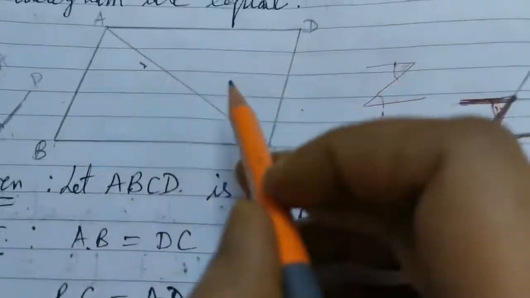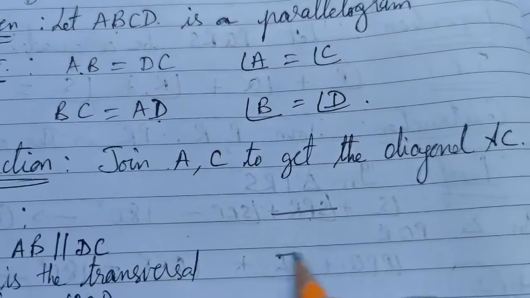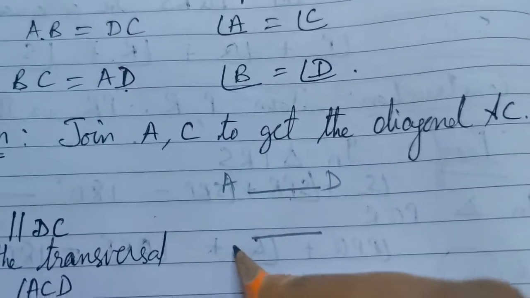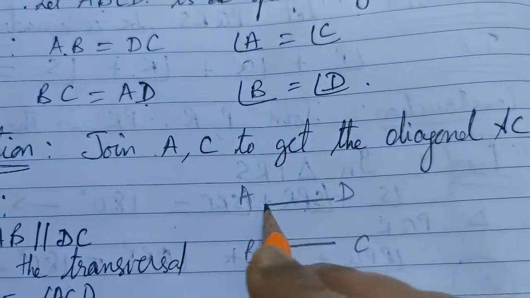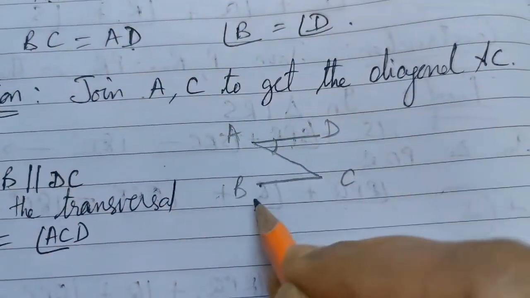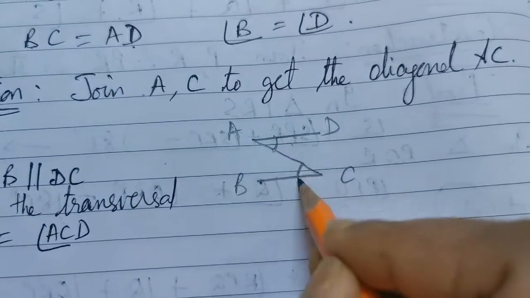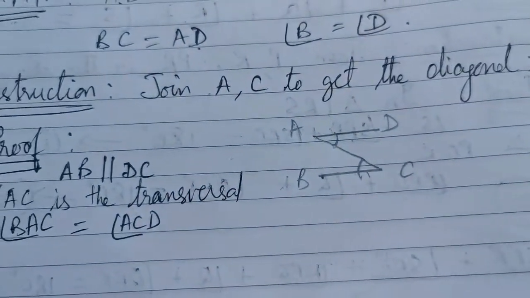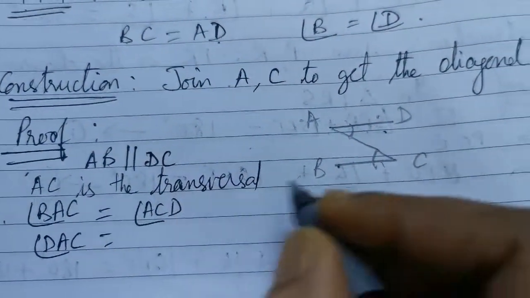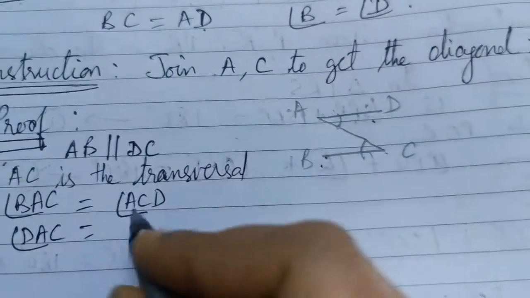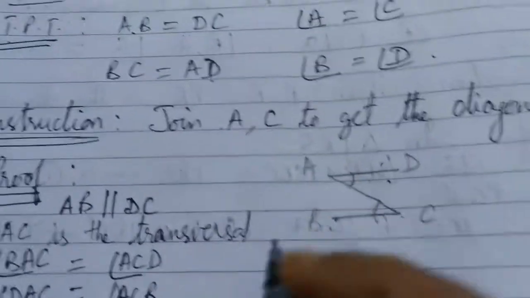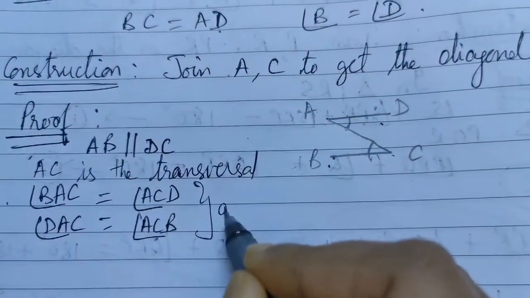Again, I have another pair of parallel sides. AD is parallel to BC. So I have AD parallel to BC and I have my transversal AC in this way. So there is a Z shape formed. So the angles formed at the corners are these. So what are they? Angle DAC is equal to angle ACB. So these two angles are the same because they are alternate angles.